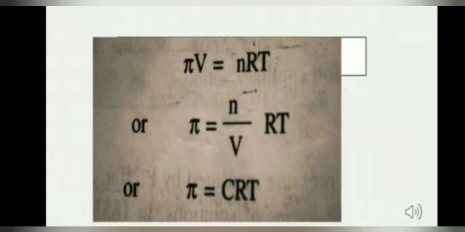On collision against the semi-permeable membrane, the solute molecules exert osmotic pressure equal to the pressure which the solute molecules would exert if they were gas molecules at the same temperature and occupying the same volume as the solution. So the gas laws, that is the ideal gas equation PV equals nRT, can be applied to this. Here, in place of P we can take the osmotic pressure pi. So the equation will become pi V equals nRT.